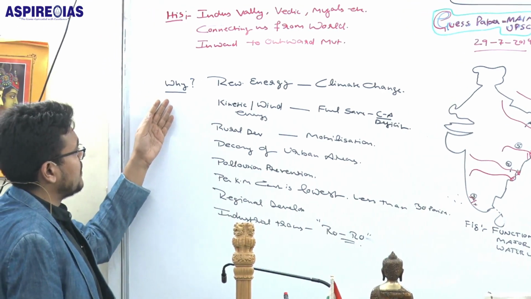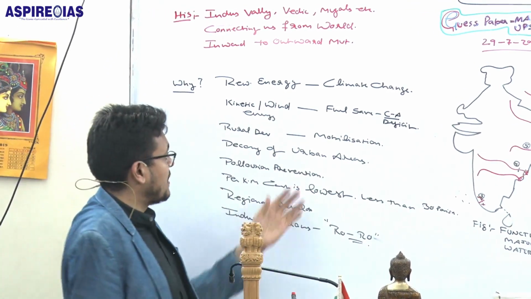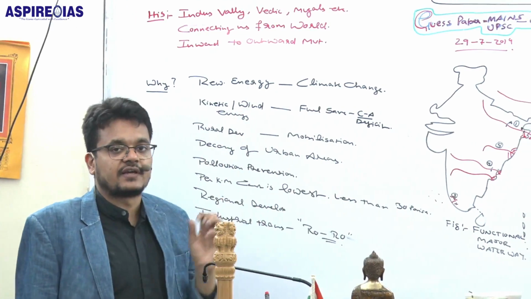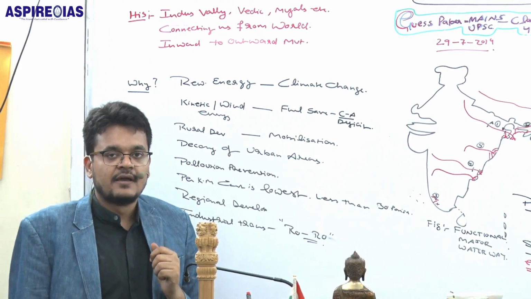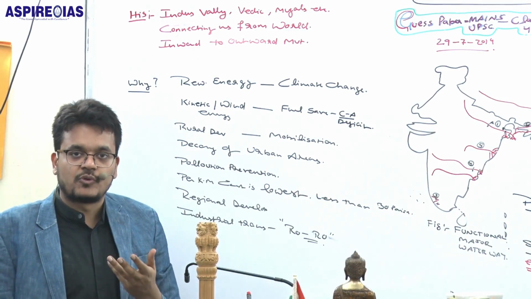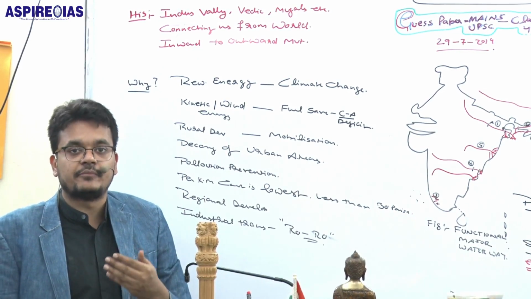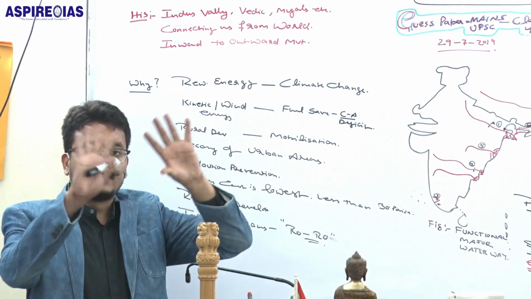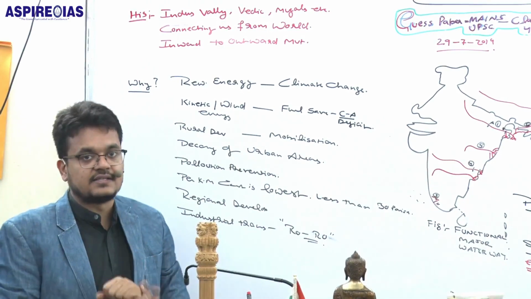Then we can start with why it is important. It should be very specific. Generally what is happening? People write those points which are very common, and somehow they do not write those points which are very important priority-wise. So think in a holistic manner, that is known as analysis.